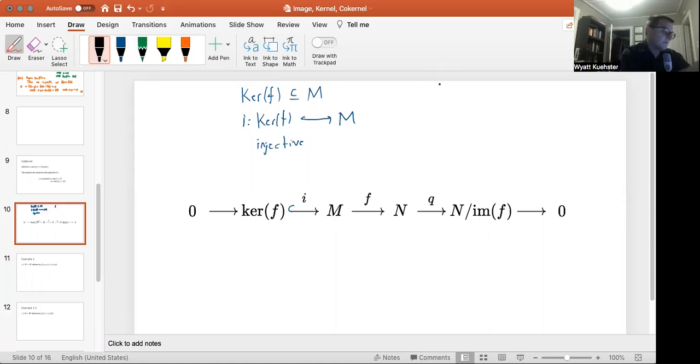So the cokernel of f is a quotient of N. So we get a q from N to that quotient, a quotient map that just takes every element to its equivalence class. So that's this map, and it's surjective.